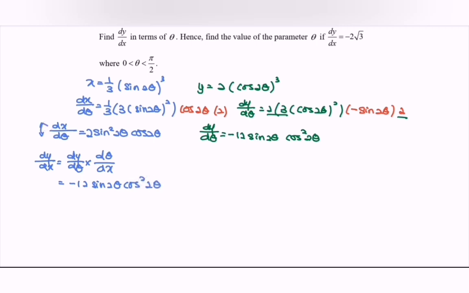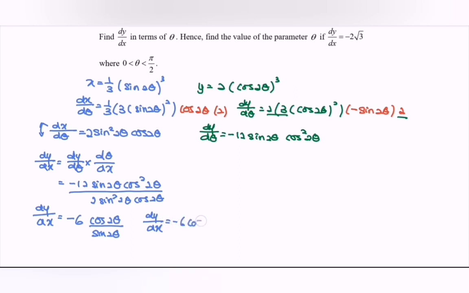Remember, flip the situation. So here we have 2 over sine squared 2 theta, and then cos 2 theta. So dy/dx, where we have negative 6, then we have the cos 2 theta over the sine 2 theta. So finally, dy/dx is equal to negative 6 cotangent 2 theta.